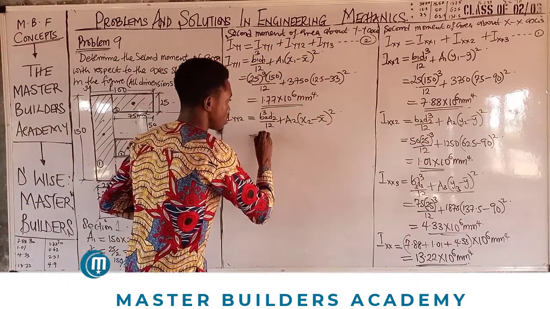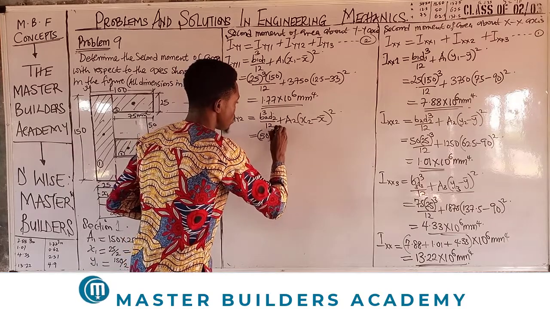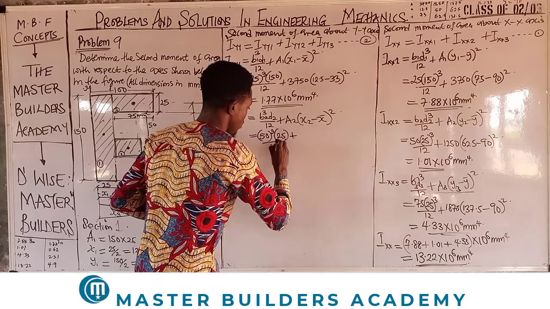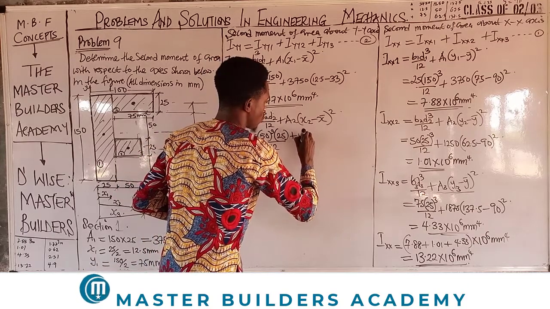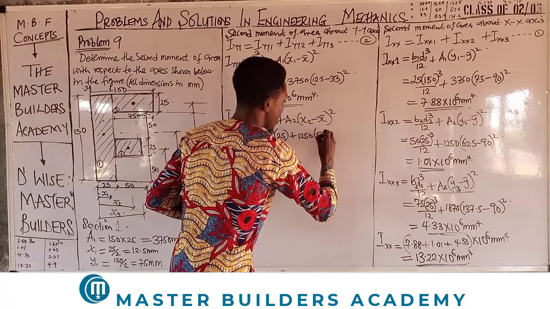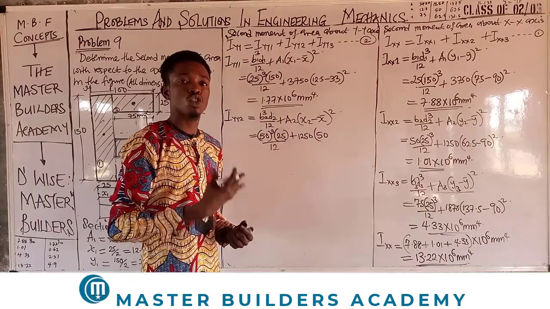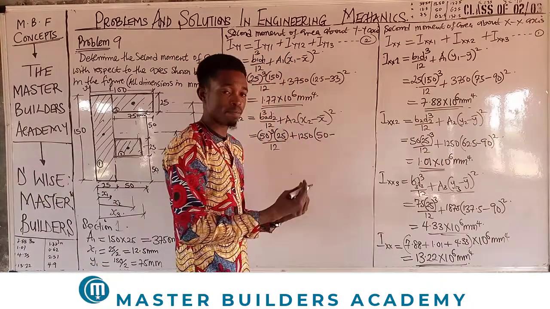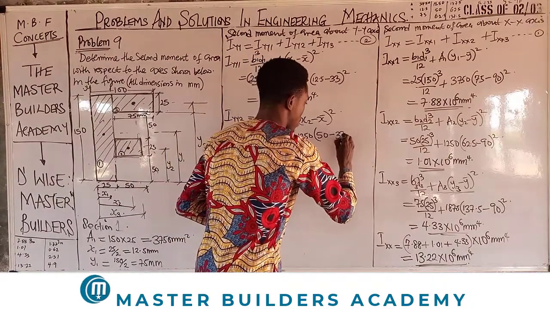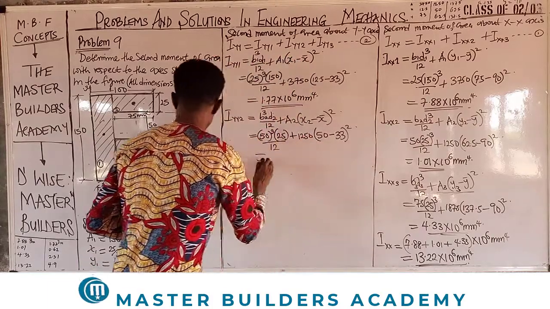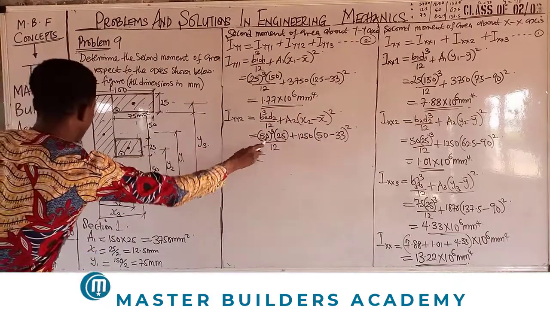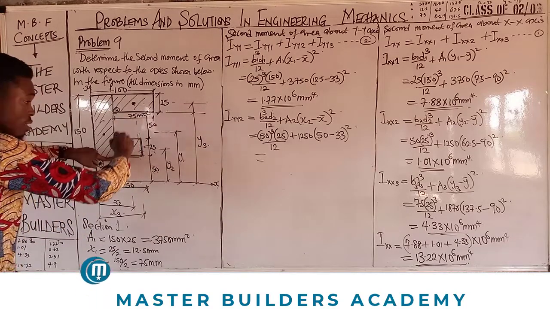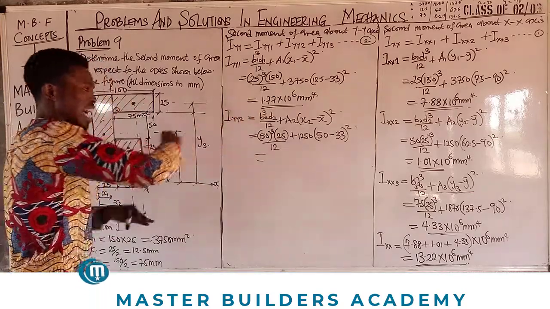So this becomes 50. We now take the cube. Then we have 25 over 12, plus the area, which is 1250, into the centroid x2, which was calculated to be 50. So we now have 50 minus x bar, which is known to be approximately 33.5, squared. Don't forget that these values are taken from the horizontal distance 50 cubed and the vertical distance. Then put in their values and simplify.